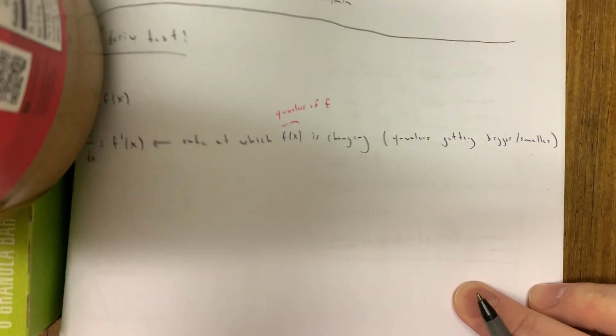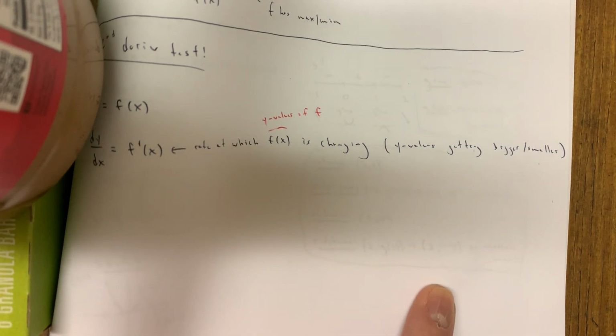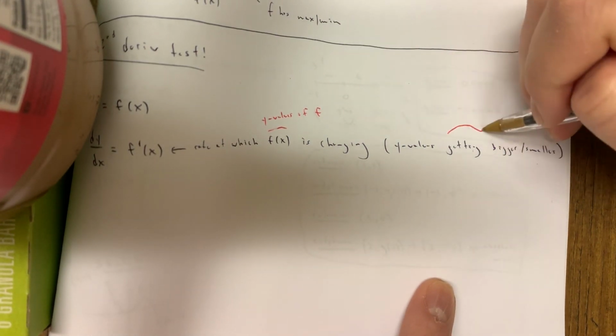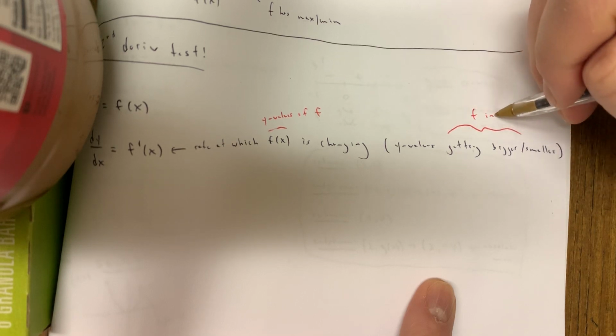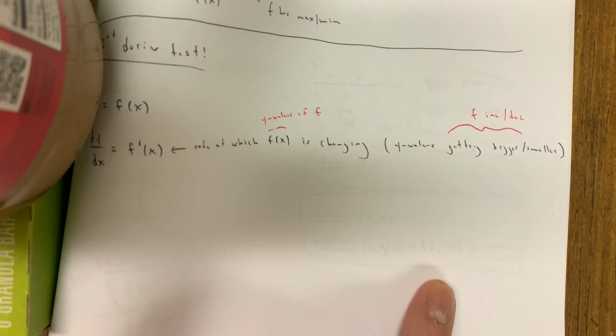Bigger slash smaller. And if y values are getting bigger, that means a function's increasing. And if y values are getting smaller, that means a function is decreasing. So this tells you where f is increasing or decreasing. And that's old news. We already knew about that. That's what the first derivative test does.